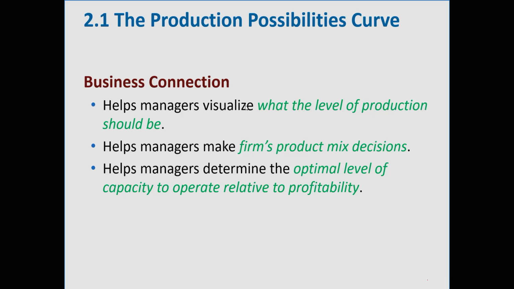This curve helps managers visualize what the level of production should be. You should be operating at your production possibilities curve. It helps managers make the firm's product mix decision. For you to operate at your production possibility curve, what combination of goods and services do you want to be on that curve? It also helps them determine the optimal level of capacity to operate relative to profitability.